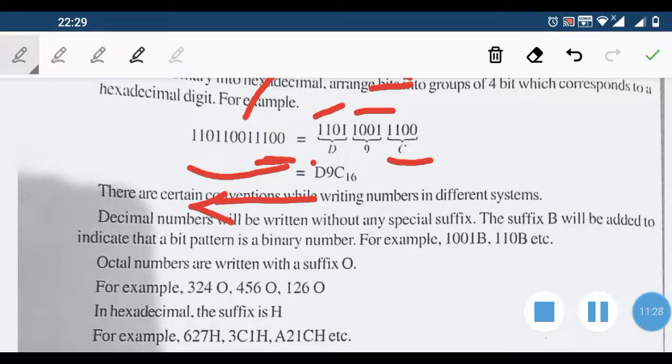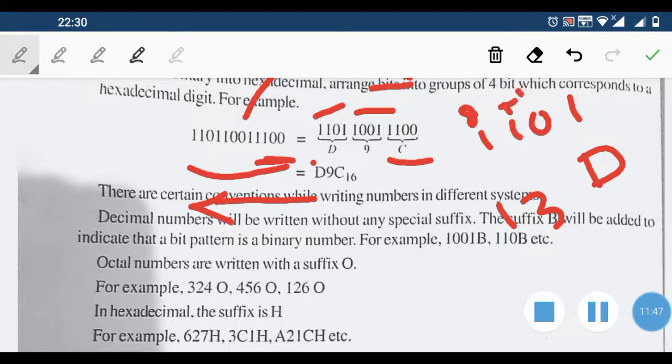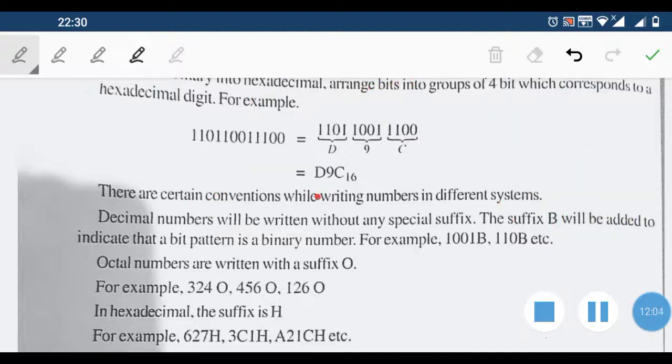So 1 1 0 1 corresponds to which digit in hexadecimal? 1101 corresponds to D. That is, A is for 10, B for 11, C for 12, D for 13. This is 8 plus 4 plus 1, which is 13. Then the next one, 1001, corresponds to 9, and 1100 corresponds to 12, which is C in hexadecimal. So the total number becomes D9C to the base 16.